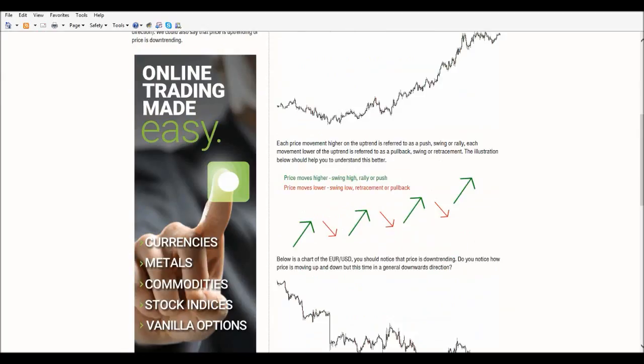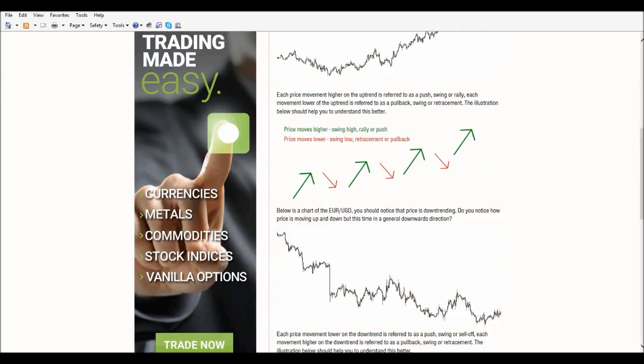So if we look at the illustrations here, we have an uptrend, and these are the swings that I am referring to. We have this move up, we swing back down, we swing up, we swing back down, we swing up, we swing back down, and so forth. And overall, we are moving upwards.